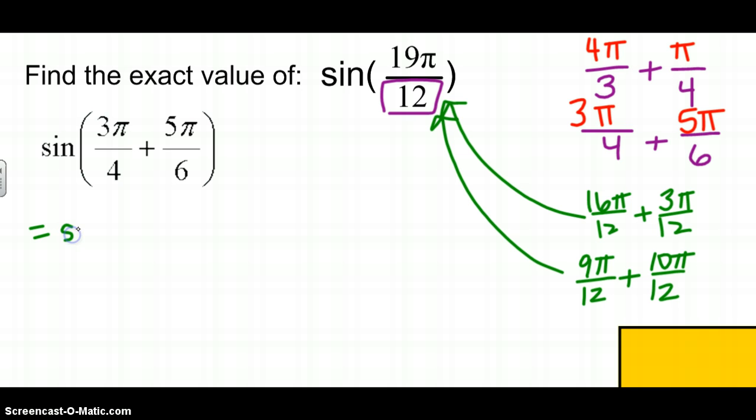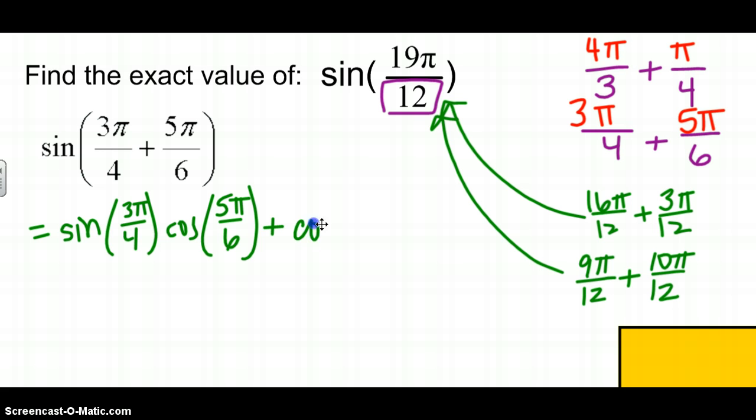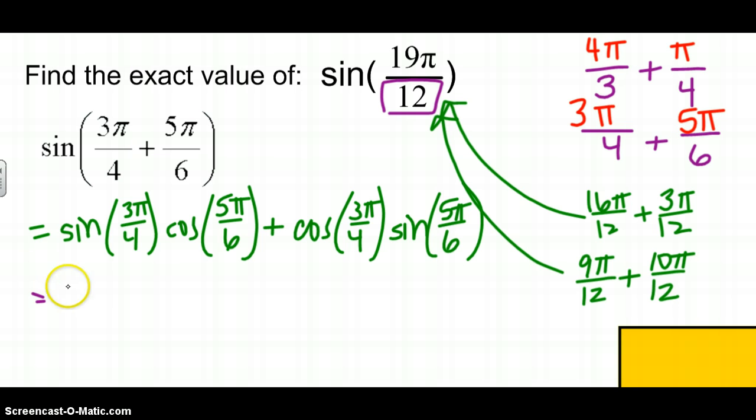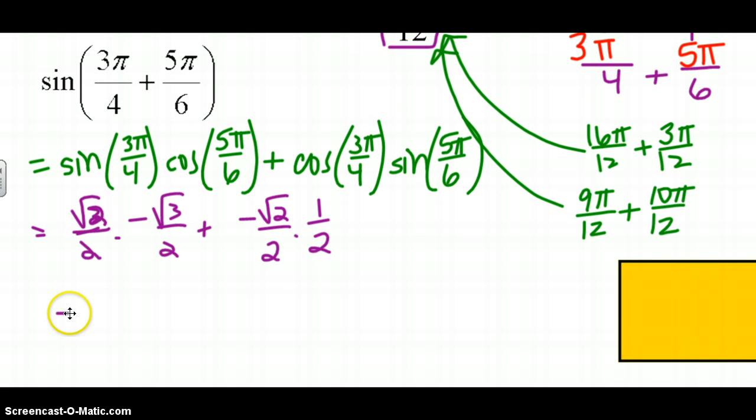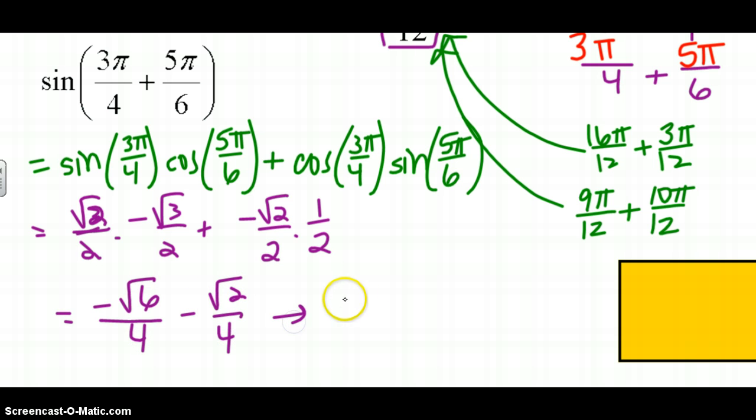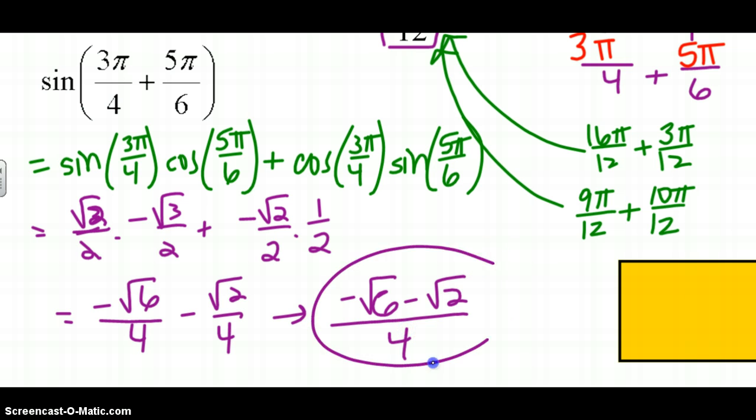Using my formulas, I'm going to say this is going to be sine of angle A, cosine of angle B, plus cosine of angle A, sine of angle B. So that's sine, cosine, cosine, sine. Applying what I know for my unit circle, this is going to be root 2 over 2 times negative root 3 over 2 plus negative root 2 over 2 times 1/2. It's going to be negative root 6 over 4 minus root 2 over 4. I can't combine the radicals, but I can combine the denominators. So negative root 6 minus root 2 all over 4.